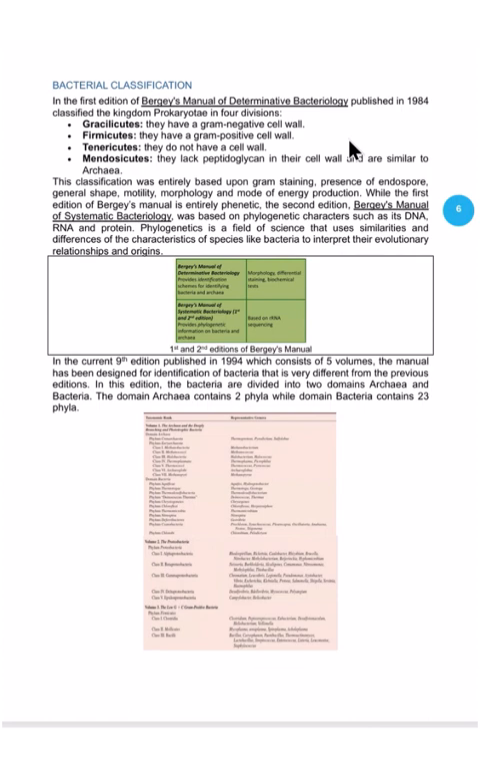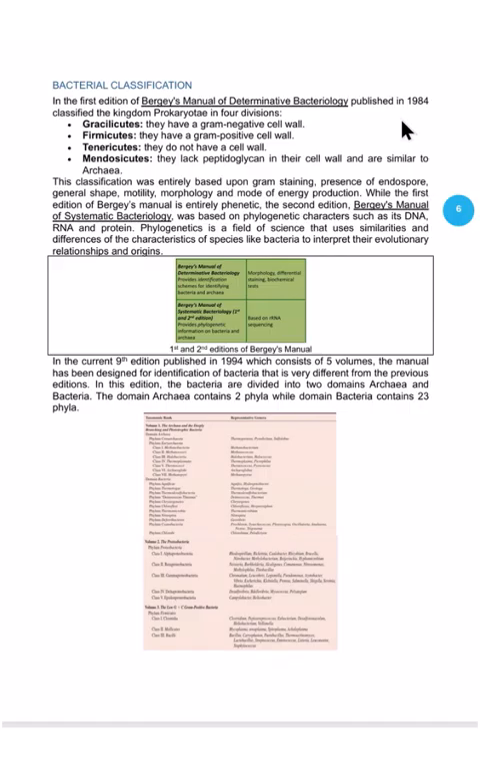Tenericutes do not have a cell wall, and this is like mycoplasma. We mentioned before that there are certain types of bacteria which have irregular shape because they don't have a cell wall. And Mendosicutes lack peptidoglycan in their cell wall, and they are similar to archaea. So these four divisions were in the first edition of the manual.